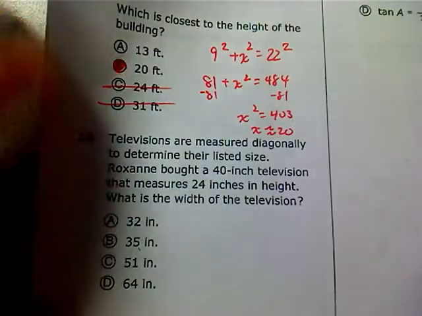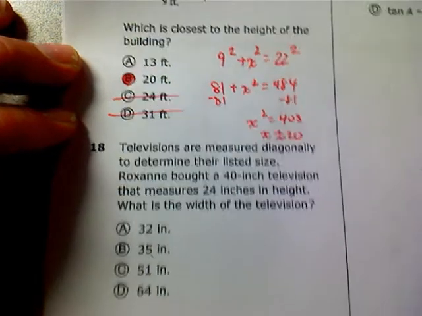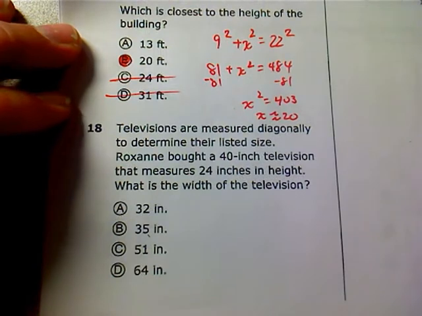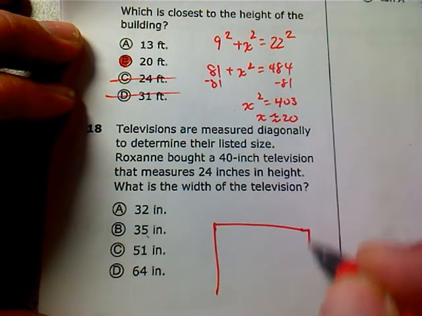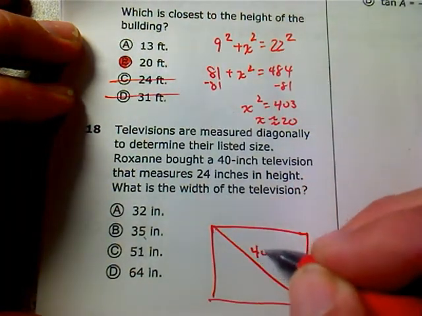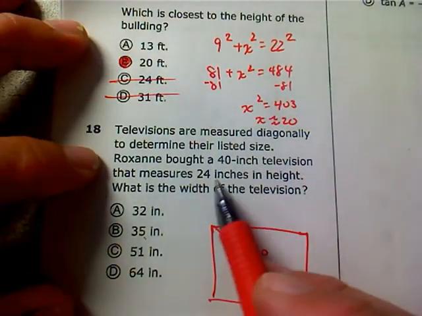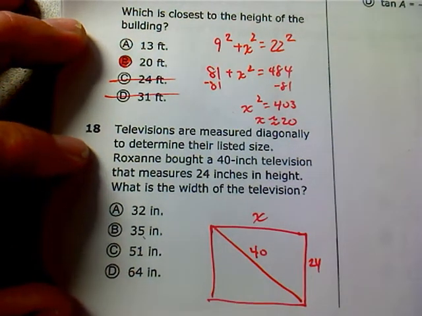All right, televisions are measured diagonally to determine their listed size. Roxanne bought a 40-inch TV that measures 24 inches in height. What's the width of the TV? All right, so here's her TV. It's a 40-inch, so this is 40. It says the height is 24 inches, and we want to know how wide is it.